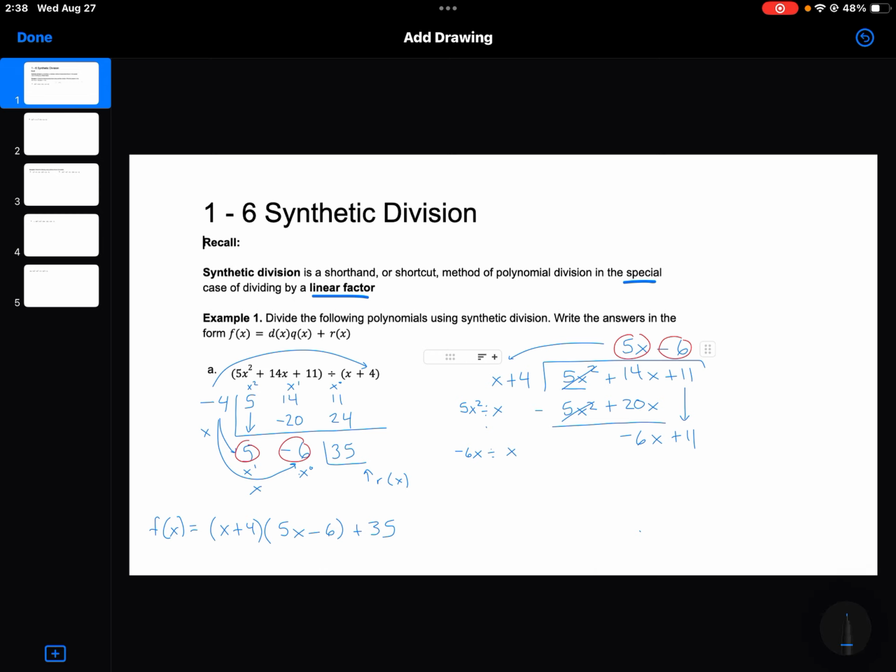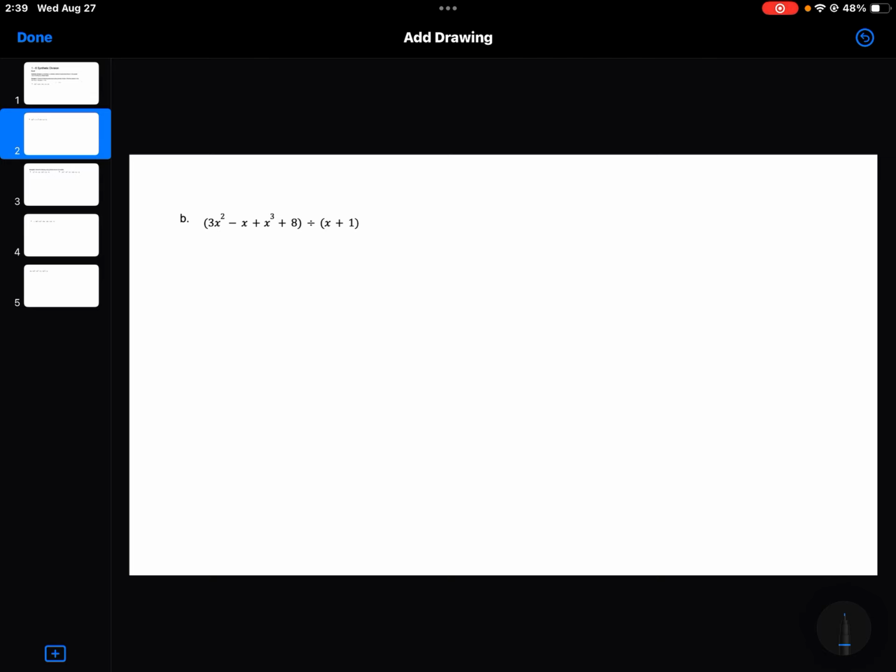Then I'm going to multiply through. So minus 6 times the two terms in my divisor. I get minus 6x minus 24. Again, I'm subtracting these from above. So my first two cancel out. 11 and 24, I'm actually adding those together, which is going to get me to 35, which is the same answer that I got using synthetic division. Let's try another example, only using synthetic division.